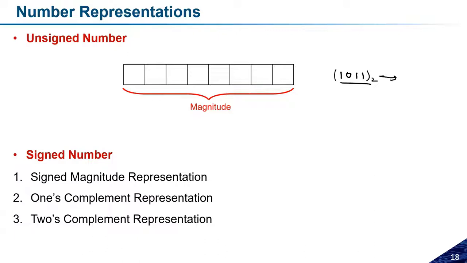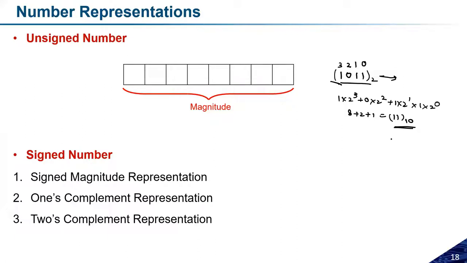If I have to convert it into the decimal number system, I will consider the weight of each digit. The weight of this digit is 0, this is 1, this is 2, and this is 3. So I will calculate 1 into 2 to the power 3 plus 0 into 2 to the power 2 plus 1 into 2 to the power 1 plus 1 into 2 to the power 0. That gives 8 plus 2 plus 1, so 11 is the equivalent number. This is how we converted the binary number into the decimal number system, considering the weight of each digit.